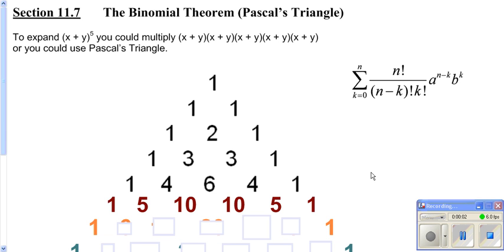We're going to look at the binomial theorem and using Pascal's triangle to expand something like this. If you had an x plus y all to the fifth power, it would be an x plus y times an x plus y times an x plus y times an x plus y times an x plus y. You'd have to FOIL the first two.